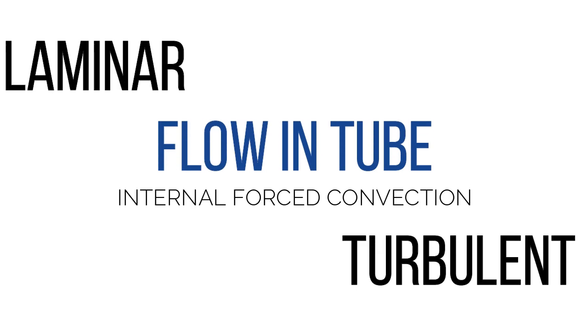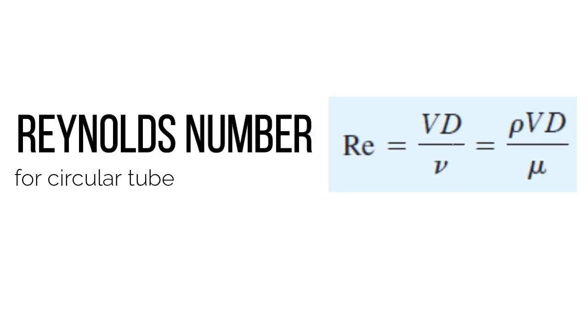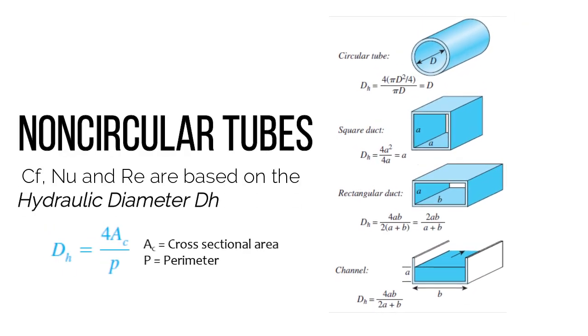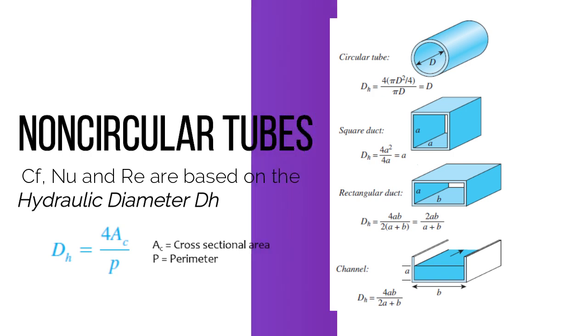Looking into internal forced convection, flow in tubes can be laminar or turbulent. For flow in a circular tube, Reynolds number is defined by the equation. For non-circular tubes, friction coefficient, Nusselt number, and Reynolds number are based on the hydraulic diameter D_H.